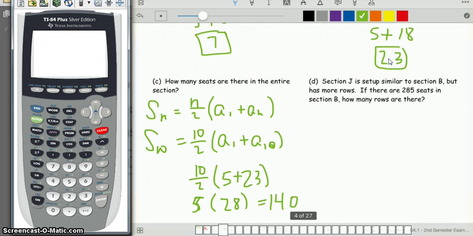Letter D says section J is set up similar to section B, but has more rows. If there are 285 seats in section J, how many rows are there? This one you do not have to worry about doing.